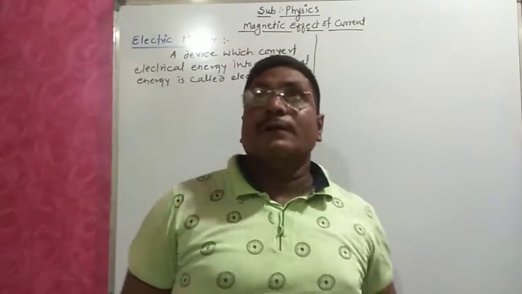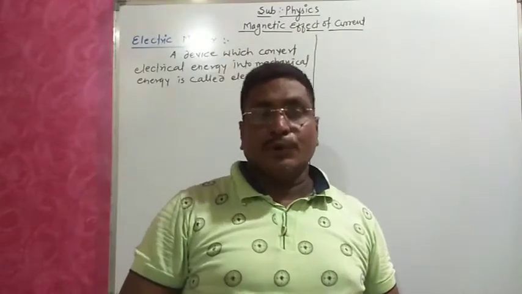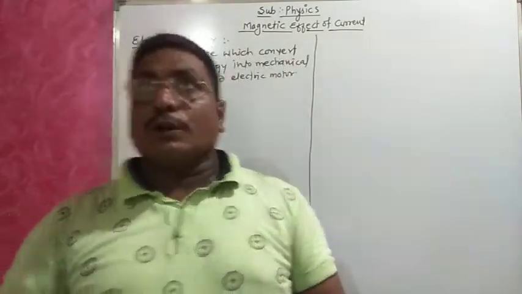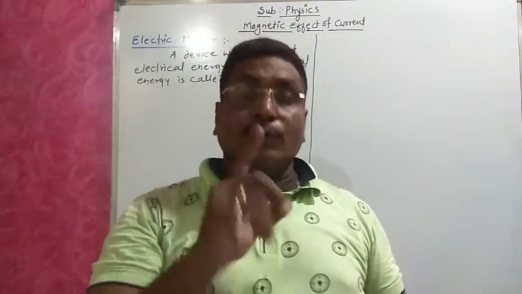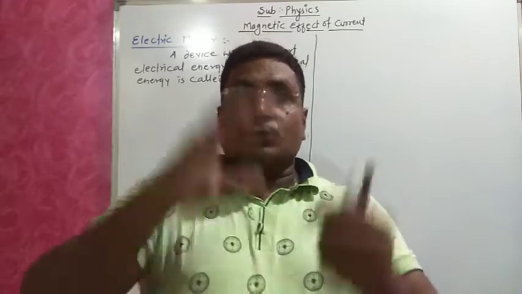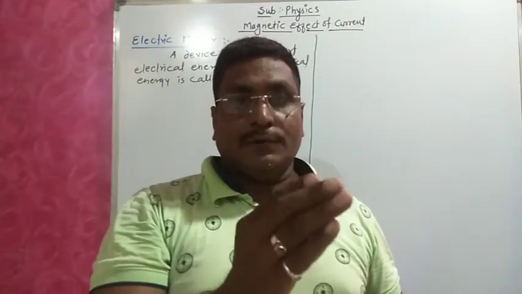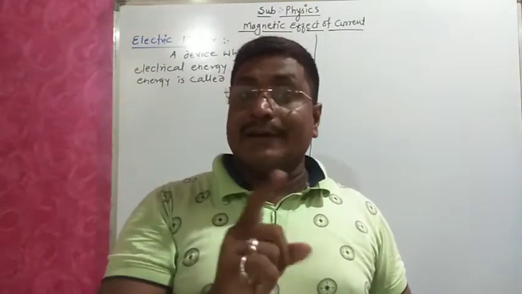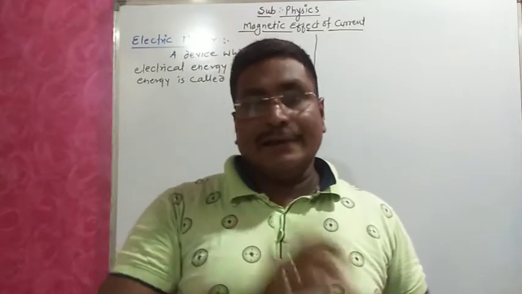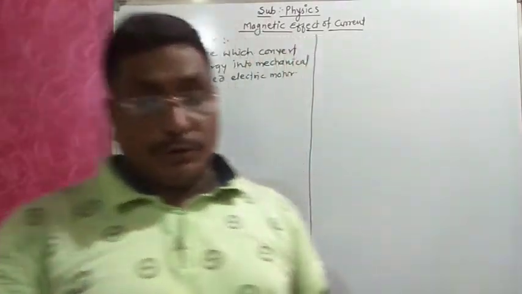For example, a fan. When we switch it on, what will happen? The electric current flows in the circuit, and due to the electric current the motor moves. Means the electrical energy is converted into mechanical energy. So such devices we call electric motors.